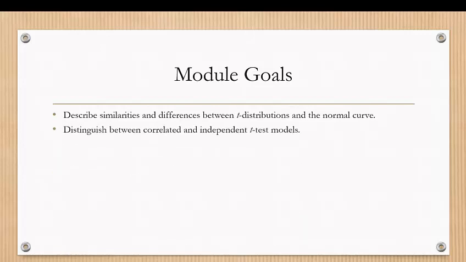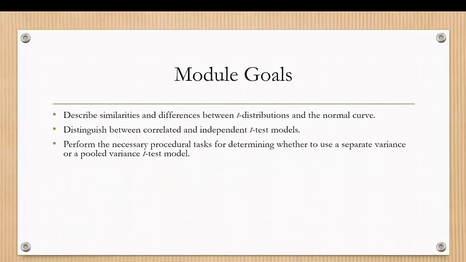We're going to distinguish between correlated or dependent and independent T-tests. Correlated can be called dependent. They can also be called paired. But we'll see that there are correlated and independent T-test models, and we'll talk about when to use each of them. There are a total of 3. Perform the necessary procedural tasks for determining whether to use a separate variance or a pooled variance T-test model. Those fall under the independent side of it.